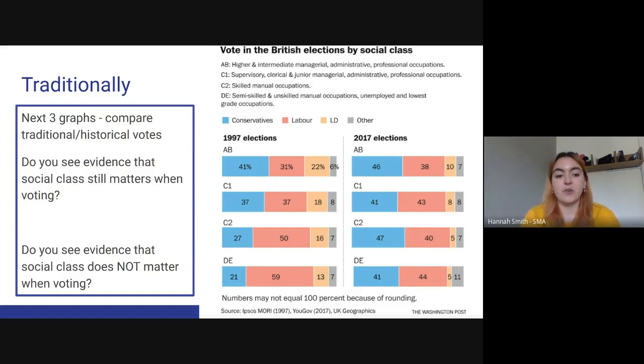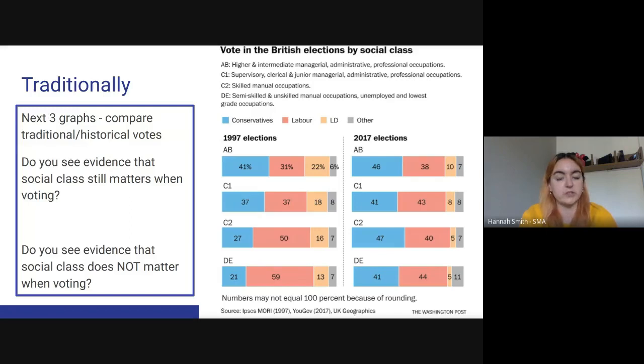The graph you have on the right there is a really good example, over the span of a few elections, to show us how it works. It has grouped them together. So you've got A, B, kind of your higher classes, on the top line, then C1, C2, and DE at the bottom. Have a look at the graph and see if you think, does social class still matter?